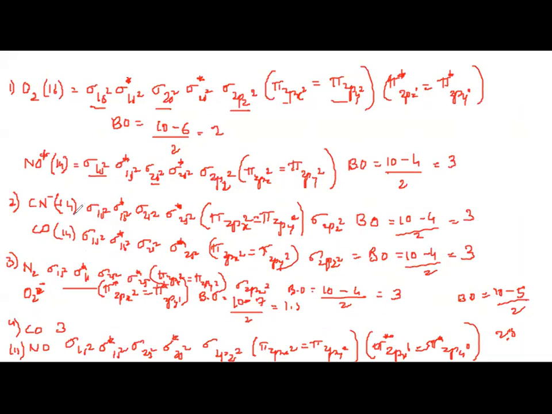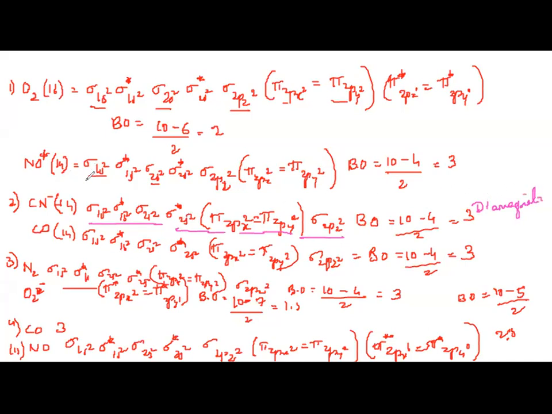CN minus. What do we mean by paramagnetic? Paramagnetic means there should be an unpaired electron in the molecular orbital. Okay, see, this is paired. So CN minus is what? It is diamagnetic. Correct? It is diamagnetic.